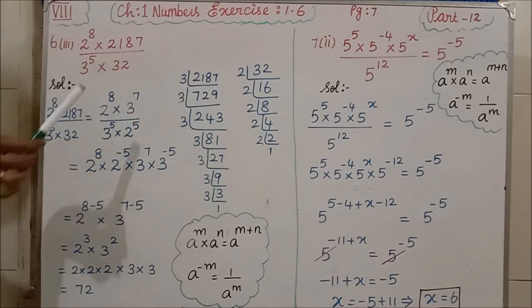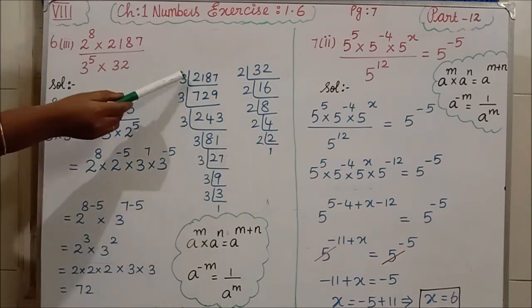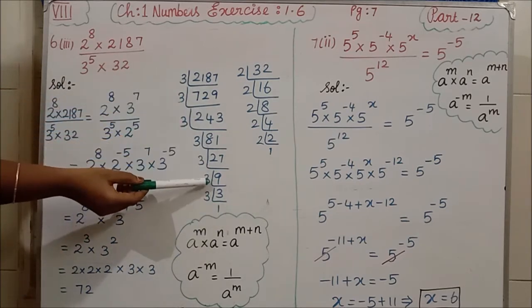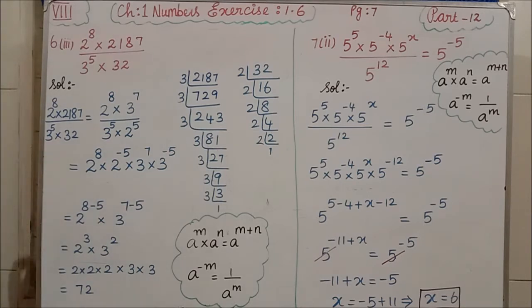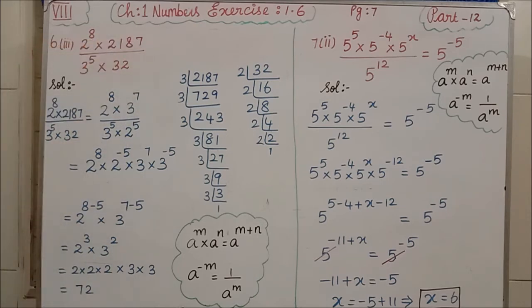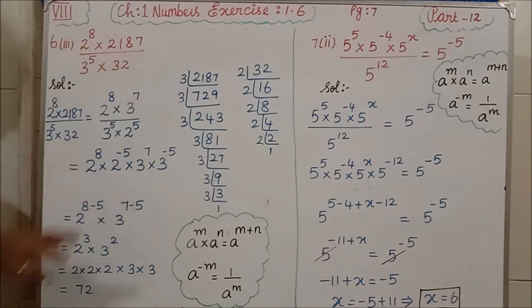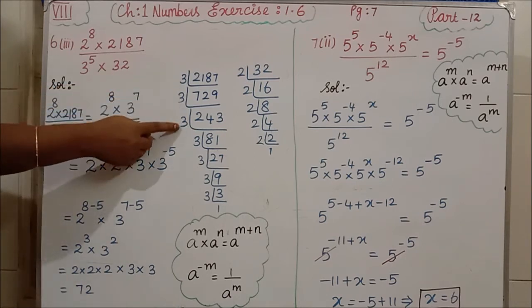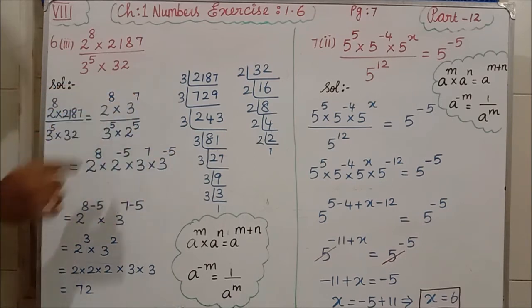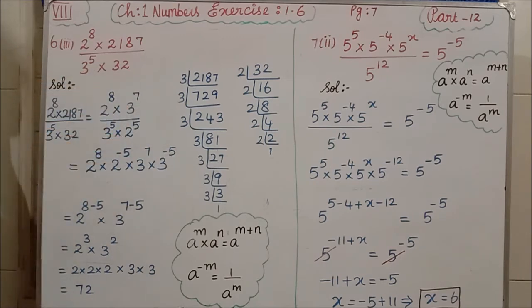After taking the LCM, what answer we are getting for 2187? How many 3 we are having? 1, 2, 3, 4, 5, 6, 7. So if you multiply 3 into 3 into 3 into 3, 7 times, what answer we will get? 2187 we will get. Isn't it? So in the place of 2187, I am writing here 3 power 7, because I am having 3 here 7 times. So 3 power 7 I have written, divided by 3 power 5 into 32.